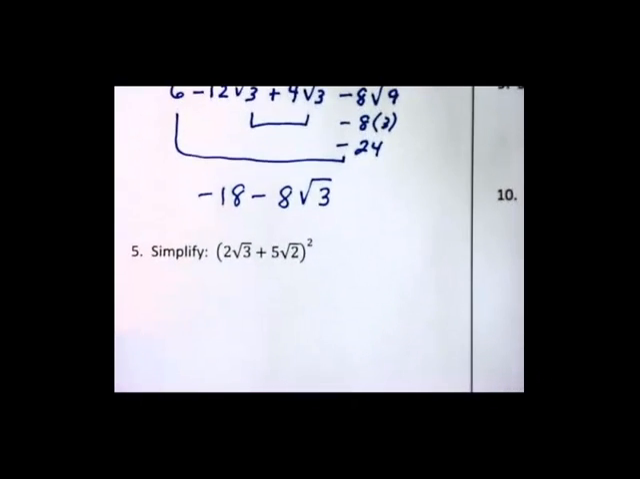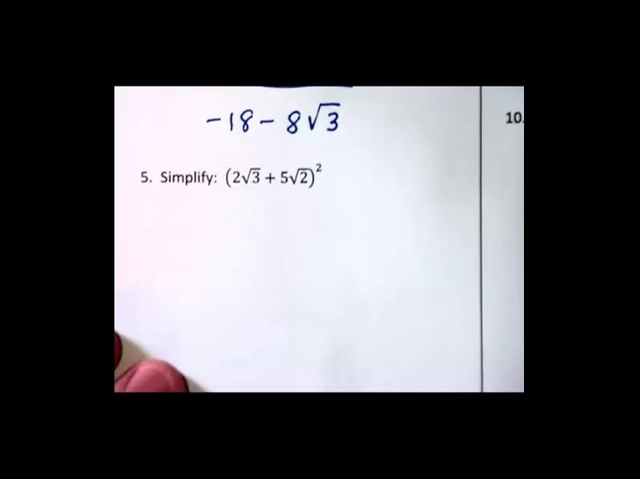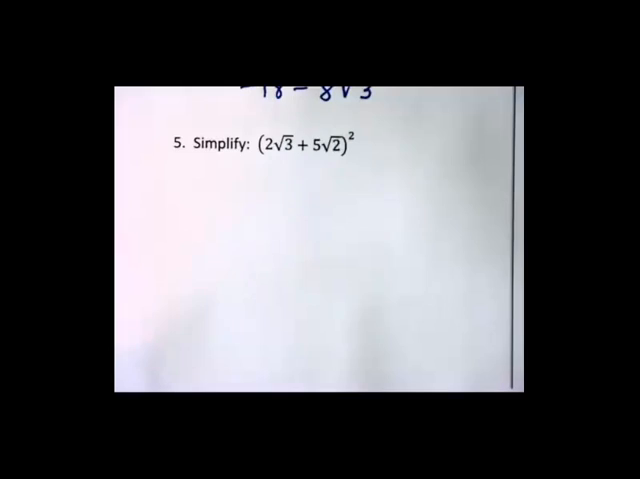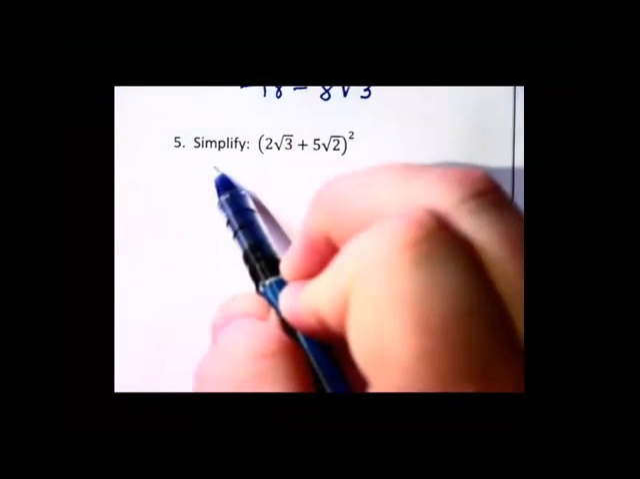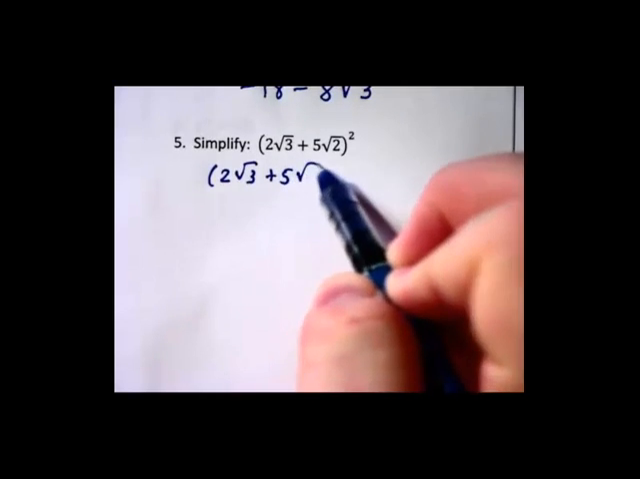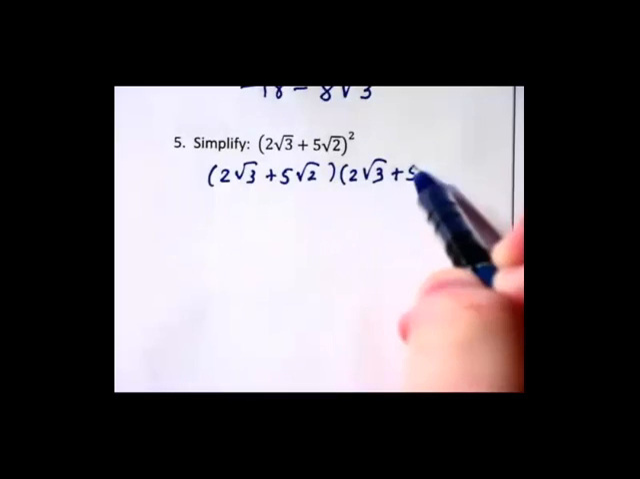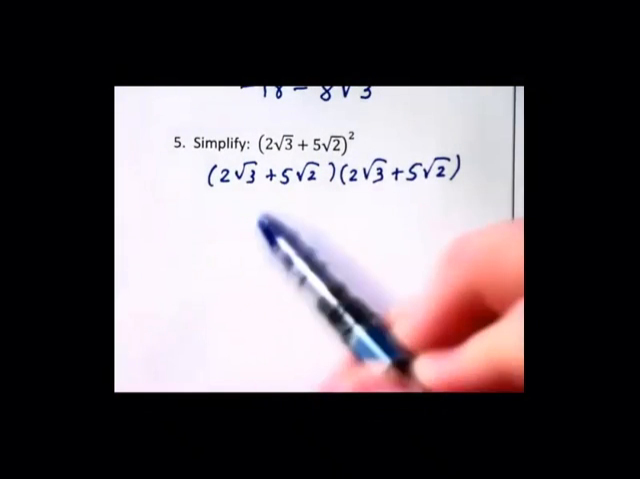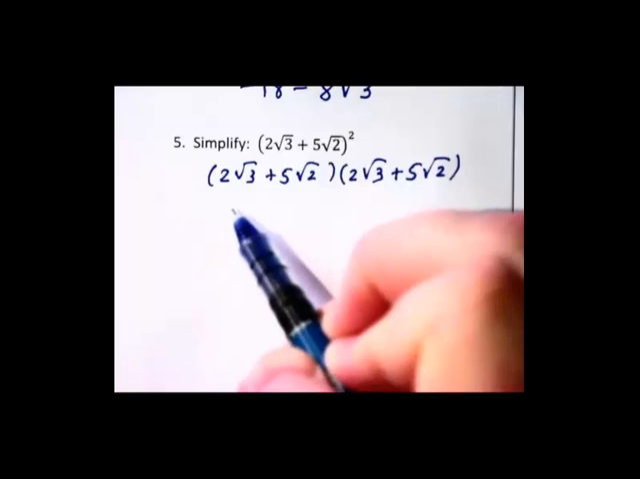Be careful on this next problem because you cannot distribute that square symbol across the plus sign. Instead, we need to rewrite this as 2 root 3 plus 5 root 2 times again 2 root 3 plus 5 root 2. And I recommend you pause this video, do this out, and then check yourself afterward. But here we go for those of you who aren't pausing, or for those of you who have turned this back on to check. Here we go.